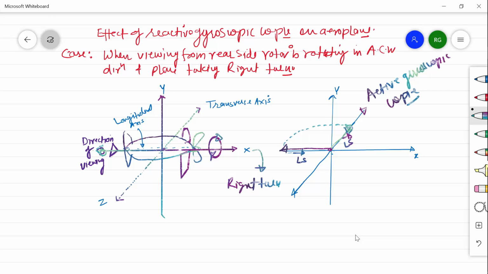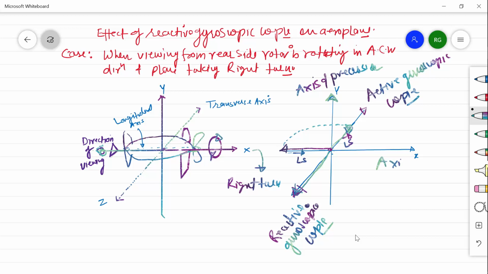And as we discussed, for the reactive gyroscopic couple, according to Newton's third law, this would be the direction of the reactive gyroscopic couple. This is our axis of precession, and this is the axis of spin, and you can say this is x, y and z.